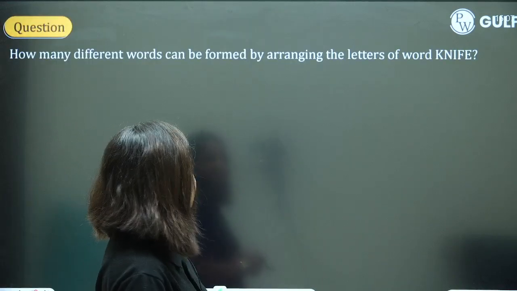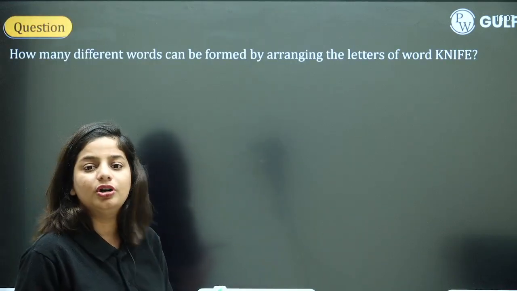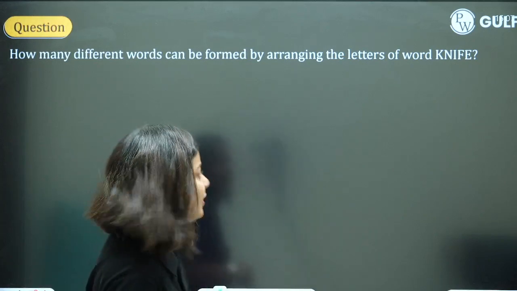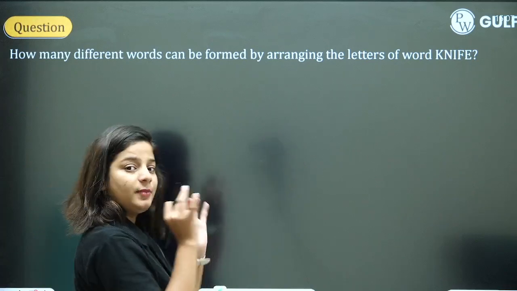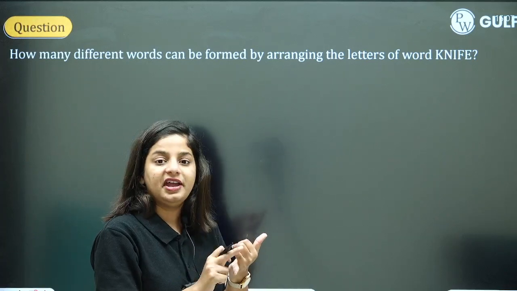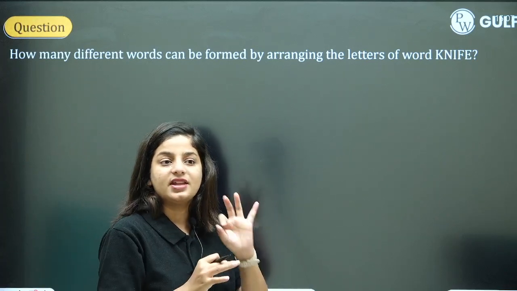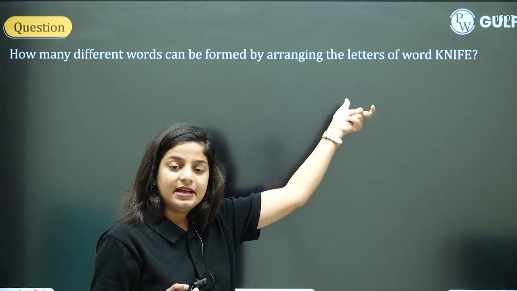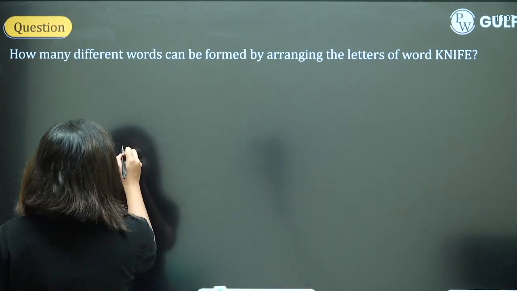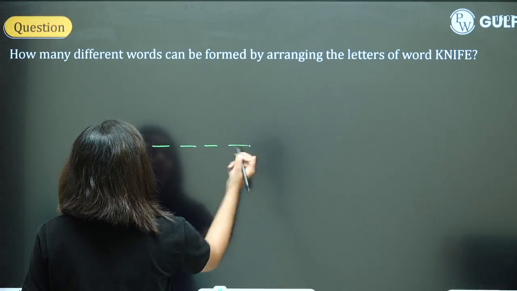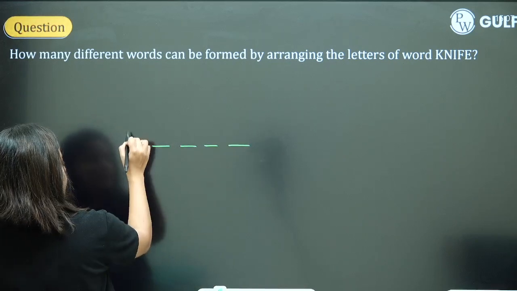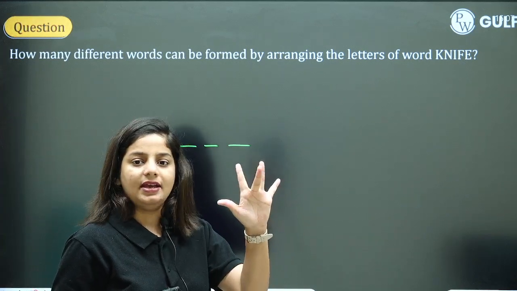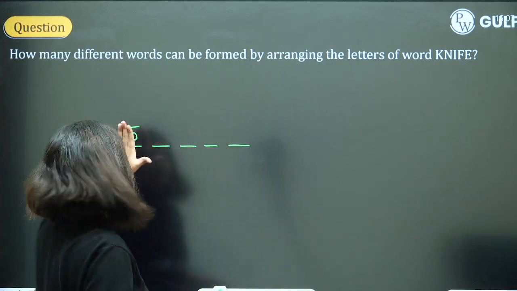Let's try some more questions. In how many different ways can the letters of the word KNIFE be arranged? Now, have they talked about repetition, that you can repeat? K can be taken 5 times, N can be taken 3 times? No. You just have to arrange these letters. So, 5 spaces, 1, 2, 3, 4, 5. The first space can be occupied in 5 ways: K, N, I, F, E. There are 5 options at this position.